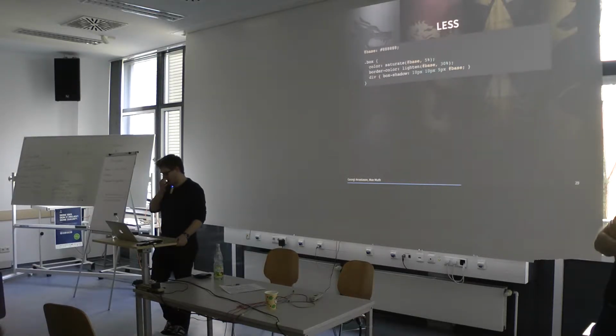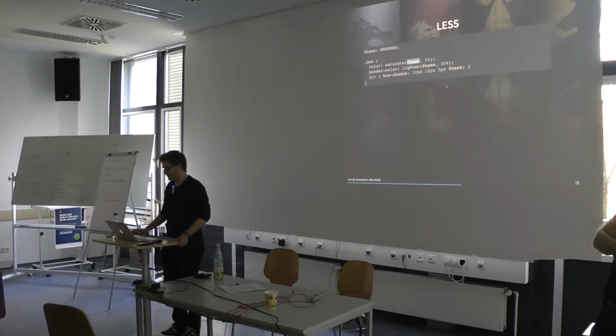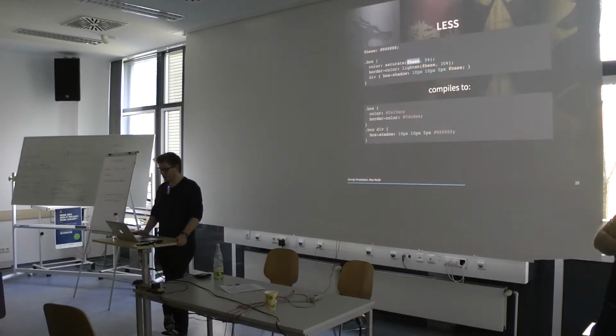Let's have an example of Less. As I said, you can define variables. You do this by using this @ sign. And below here, we're using this variable and saturate the base color by 5% and assign this color to this box. Exactly. And this is pretty cool because when you now want to change your base color, you can do it at one place and it will affect the whole website. If you compile this Less file, it becomes like this. The saturate is applied, the lighten is applied, and the box shadow gets the base color.